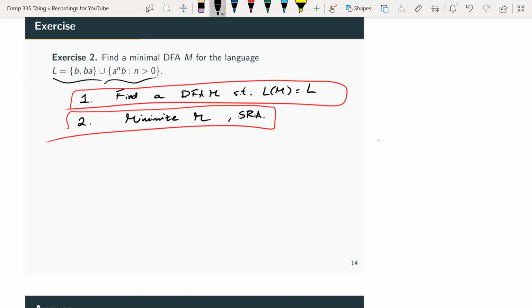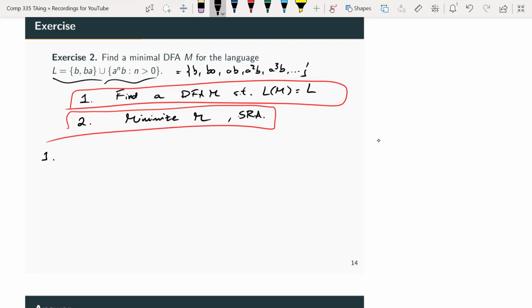The first thing, again, that we want to do is just find a DFA that accepts the language. So what's the language? The language consists of two finite strings, B and BA, and then a constructive set, A^n B, where n is strictly greater than 0. So in other words, it's B, BA, and then AB, AAB, AAAB, and so on.